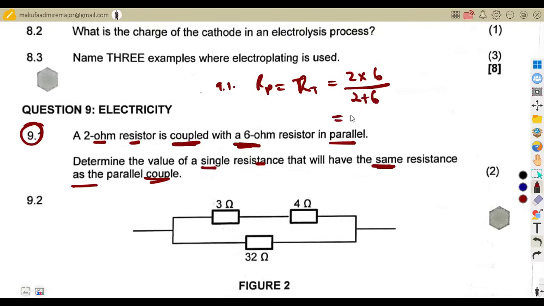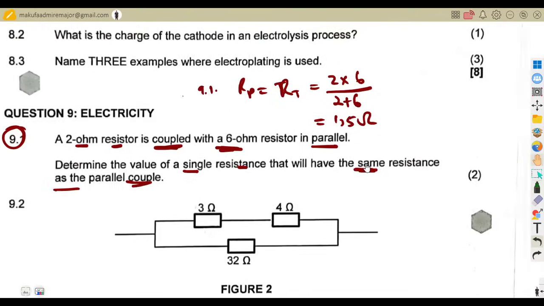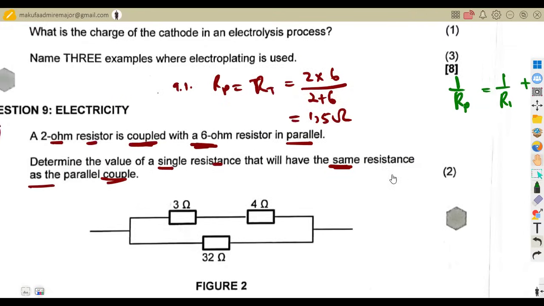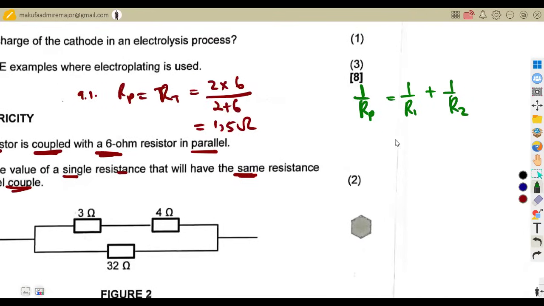All right, so this is going to give us something like 1,5 ohm. Or we can use the formula that in parallel, 1 over Rp is equal to 1 over R1 plus 1 over R2, and so on and so on. So you can use this and see if we're going to have the same answer for Rp. That means we're going to have 1 over 2 plus 1 over 6.